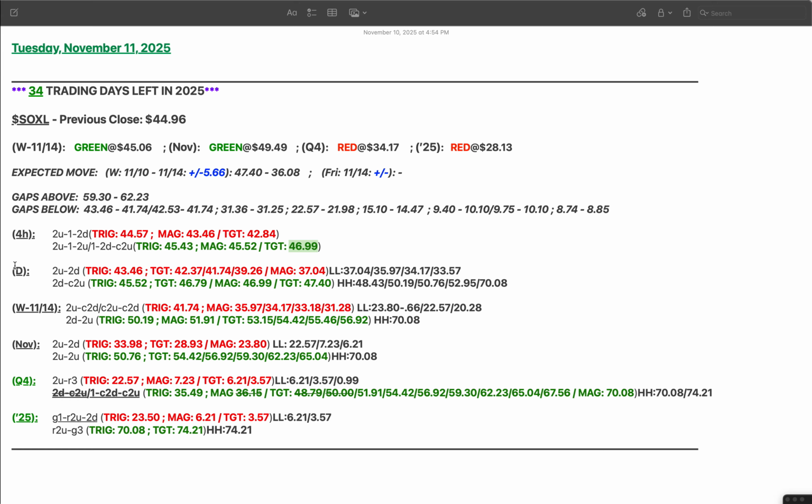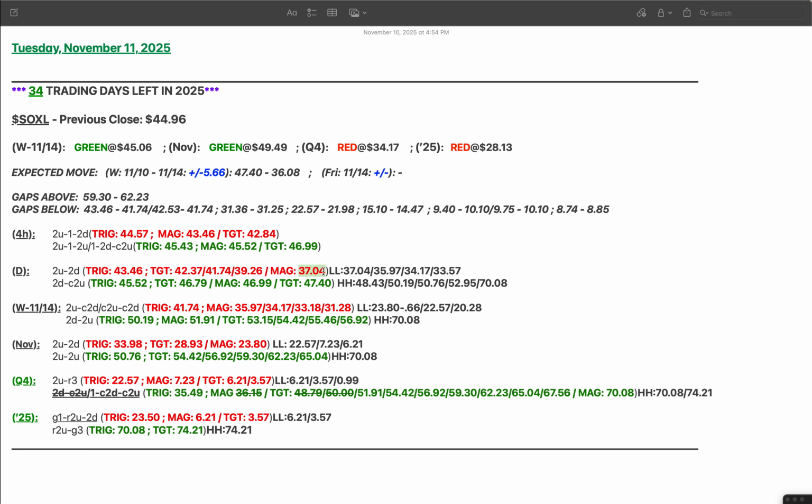Now, if you're looking at the day chart for more of a swing, if we go to the downside, that's a 2 up, 2 down, triggering at 43.46, which is the magnitude of the 4-hour move. Because the magnitude of the 2 up, 2 down on the day is so large, we want to have some intermediate targets here. So if we trigger 43.46, our first target will be 42.37, then 41.74, 39.26, on our way down to the actual magnitude of the move, which is 37.04, being last week's low.